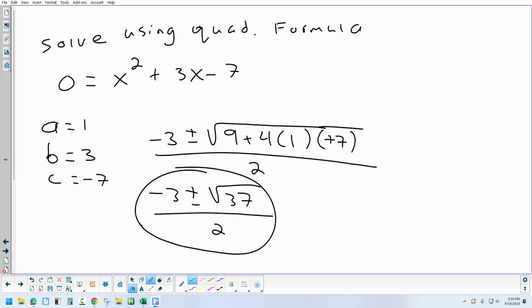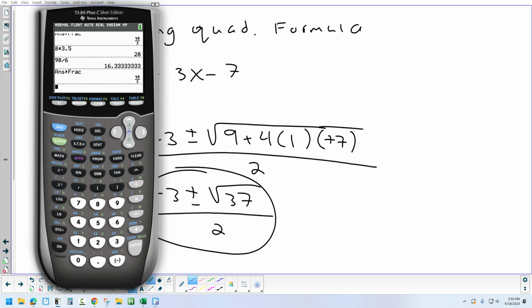Any question how to convert that to a decimal? By typing it in on the calculator? Yeah, okay. So to get that as a decimal, I usually do the numerator first, square root of 37. So that's the top, divided by 2. So one of the answers is 1.54, to 2 decimal places. And then -3 minus the square root of 37, and divide that by 2. So the other answer is -4.54.